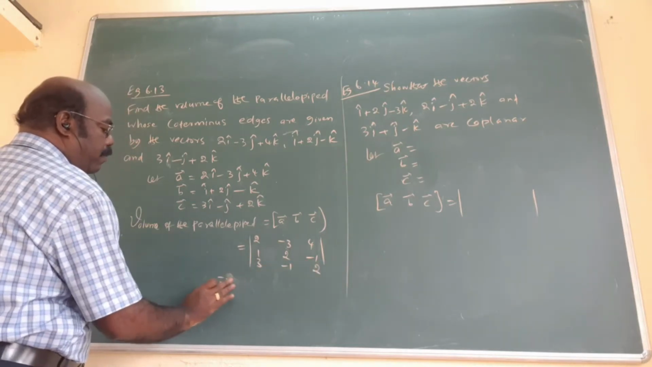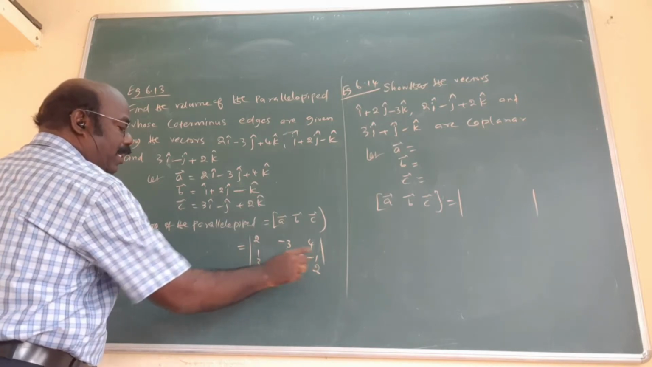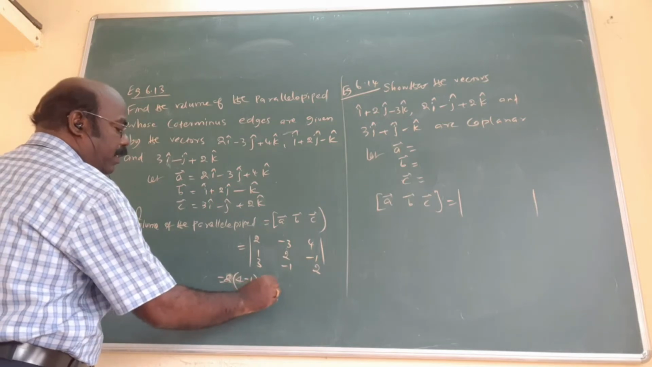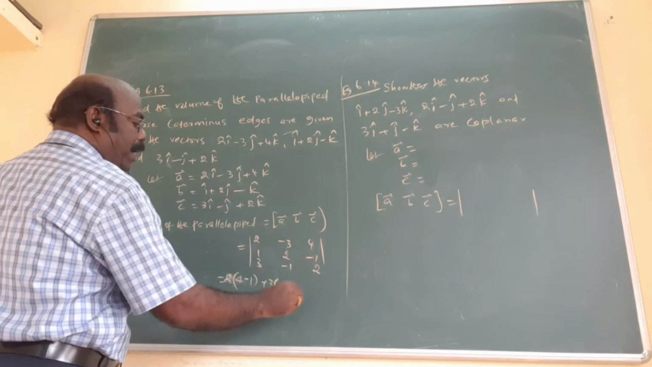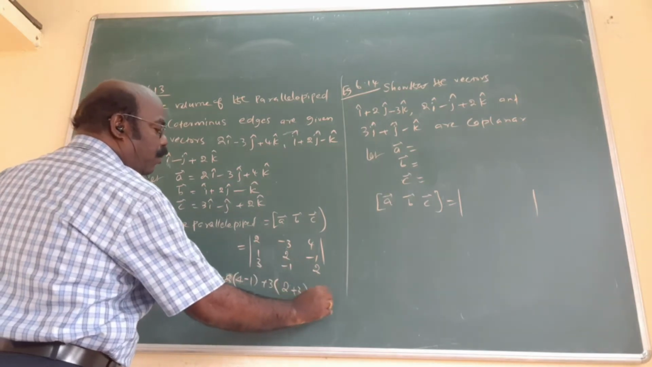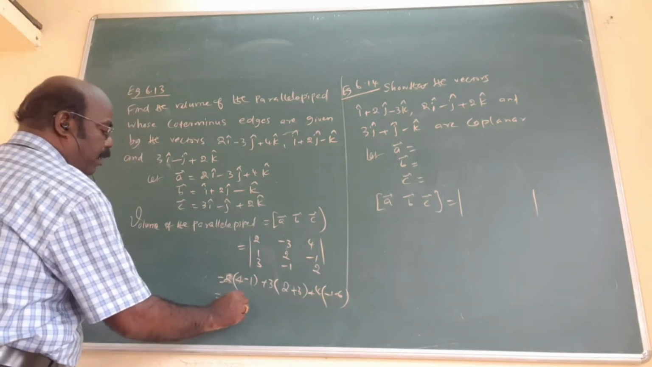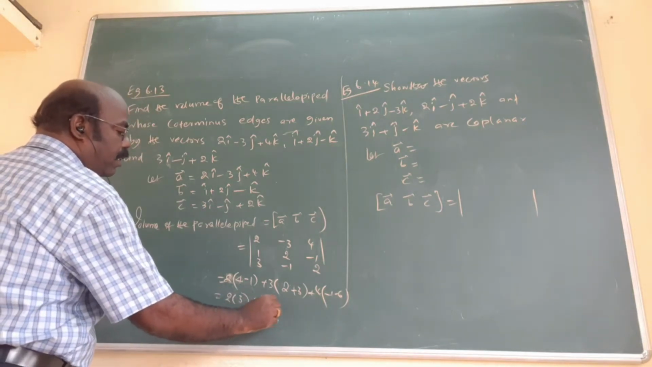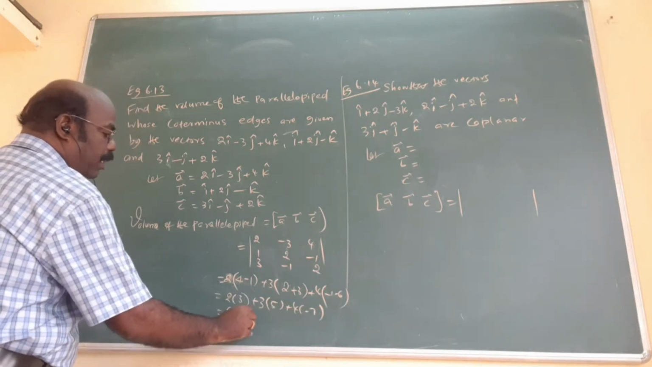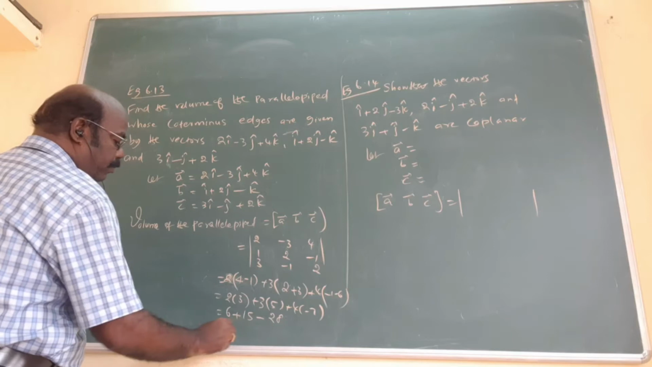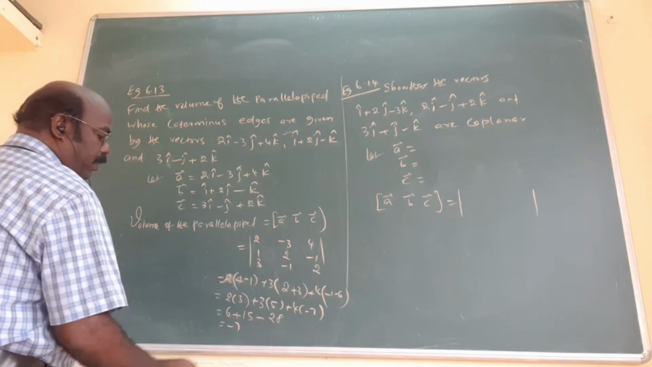2 into multiply 4 minus, plus, but the formula has minus. Here plus 3 into here multiply 1 to 2. Formula having minus, multiply minus 3 becomes plus 3. Plus 4 into minus 1 minus 6. Now 2 into 3 plus 3 into 5 plus 4 into minus 7. 6 plus 15 minus 28. Adding both, 21. 21 minus 28 is minus 7.